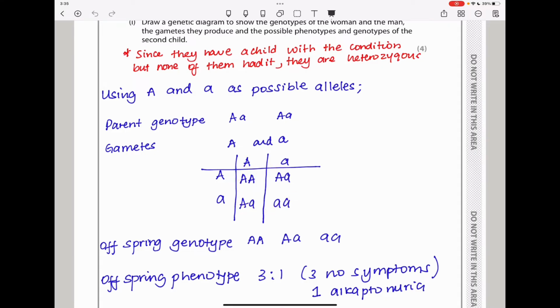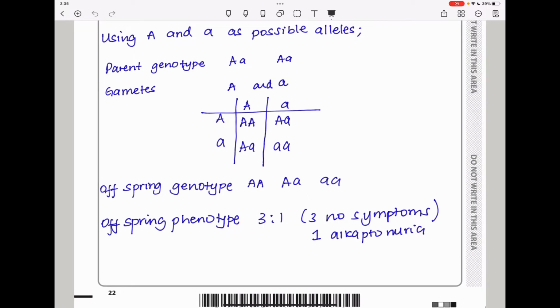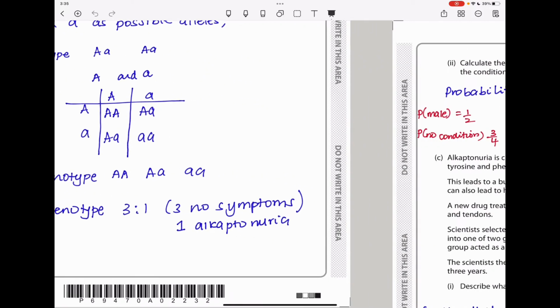So the offspring genotype is going to be a capital AA, which is homozygous dominant. This is heterozygous, and then homozygous recessive. So the offspring phenotype is a 3-to-1 because we have 1, 2, 3 who are going to have no symptoms, while we have one who is going to have Alkaptonuria. So that is what they asked us for.